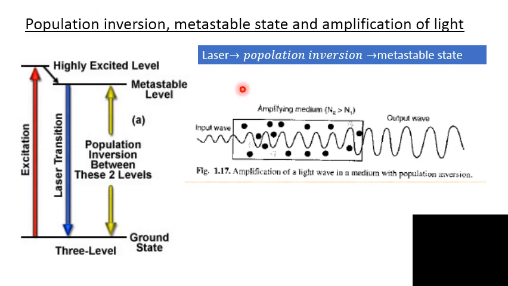On that slide, we have three major things: population inversion, metastable state, and amplification of light. So all we will discuss on that slide. Okay, we want to get laser. This is our purpose, and we can get laser if we have population inversion, and we can get population inversion if we have a metastable state. Is it clear? So this is a chain. If we get this, then we can get this one, and if we get this one, then very good. We have a laser.